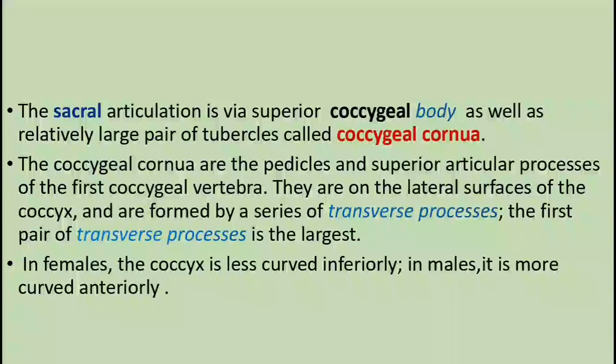They are on the lateral surface of the coccyx and are formed by a series of transverse processes. The first pair of transverse processes is the largest. In females, the coccyx is less curved inferiorly, and in males, it is more curved anteriorly. So that marks the end of our discussion.